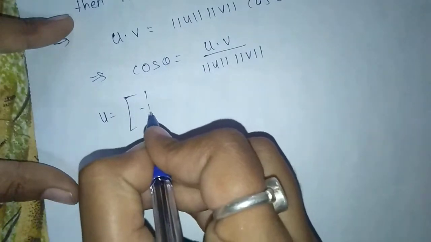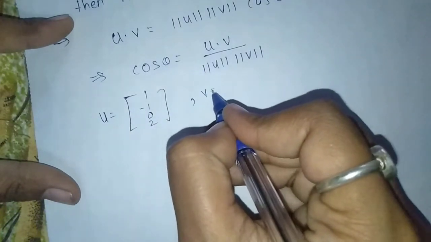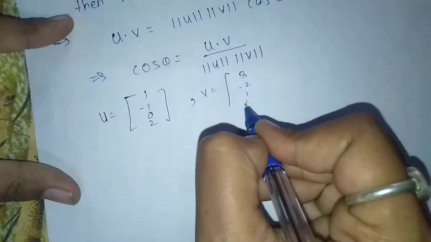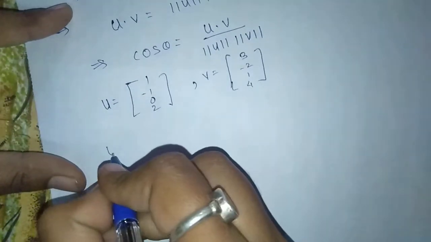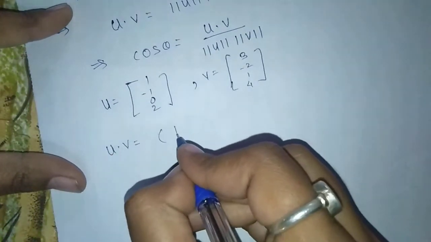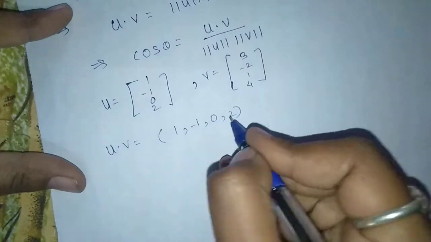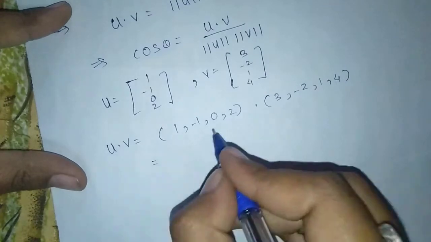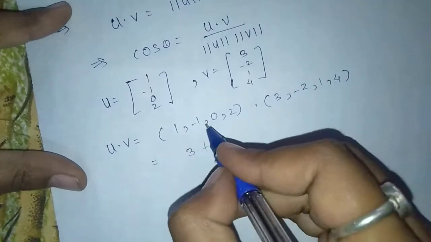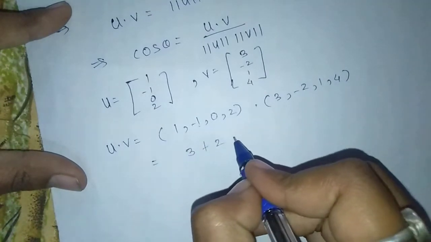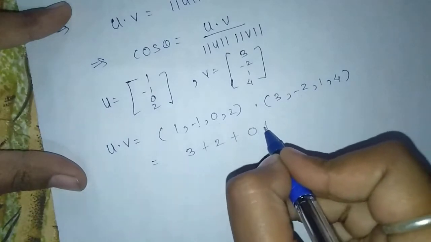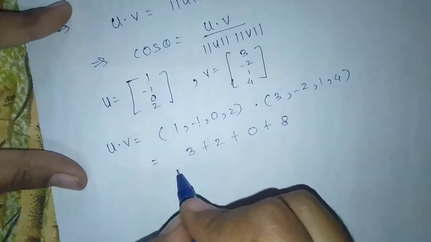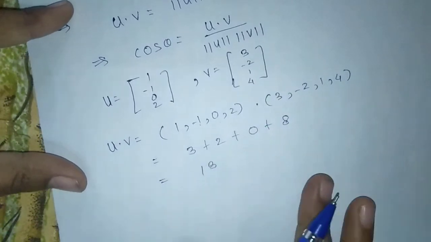Here we have U = (1, -1, 0, 2) and V = (3, -2, 1, 4). So U dot V is equal to 1 into 3, which is 3, plus -1 into -2, which is 2, plus 0 into 1, which is 0, plus 2 into 4, which is 8. That is equal to 13.